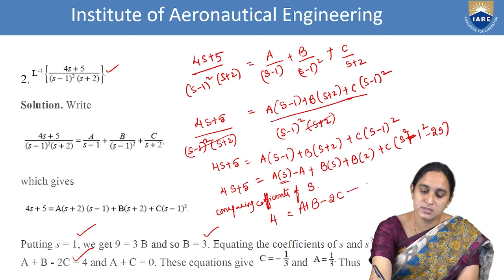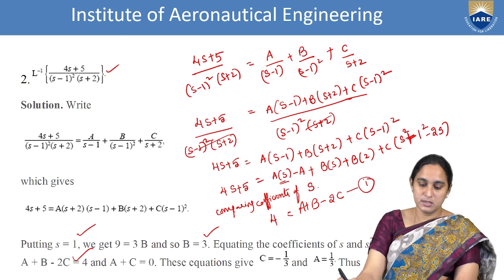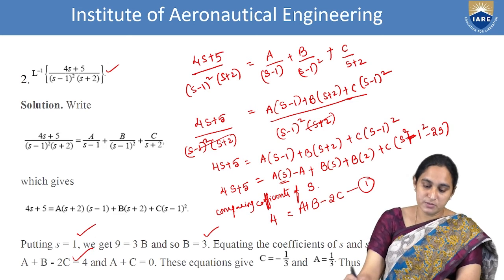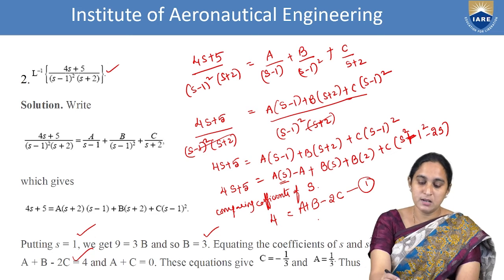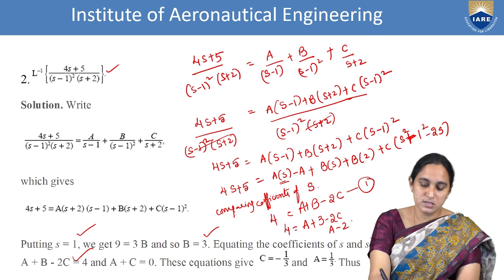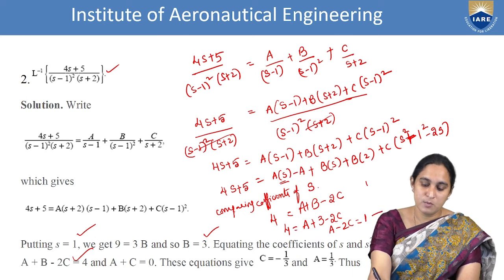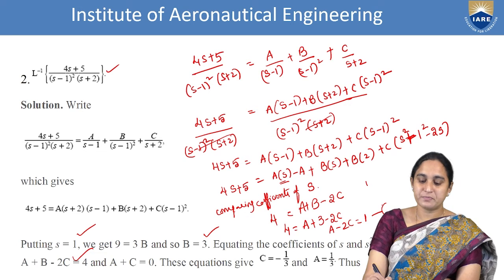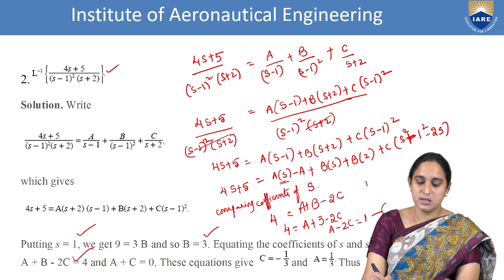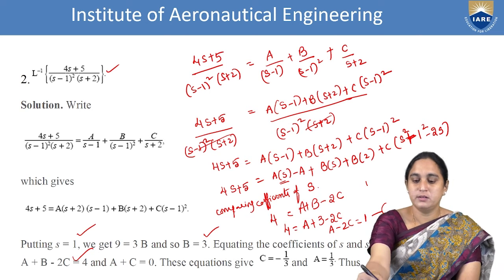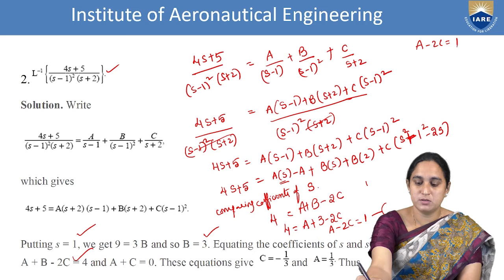Let us take that as the first equation. From the earlier step we already know that B is 3. Now substitute here: 4 is equal to A plus 3 minus 2C. From that, A minus 2C is equal to 4 minus 3, that is 1. That is, A minus 2C is equal to 1. I'll write that step here.